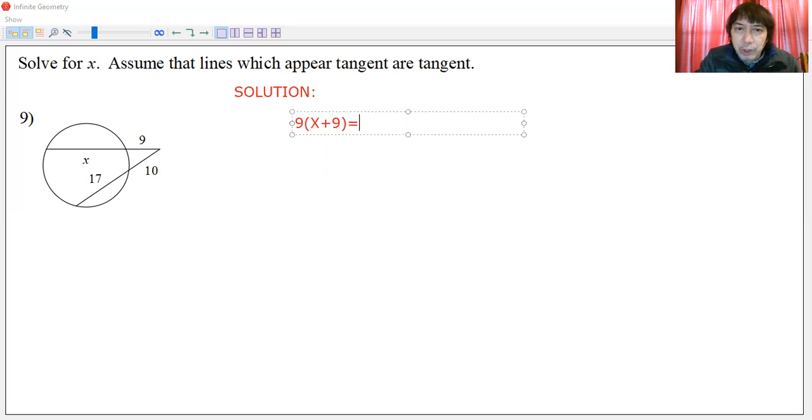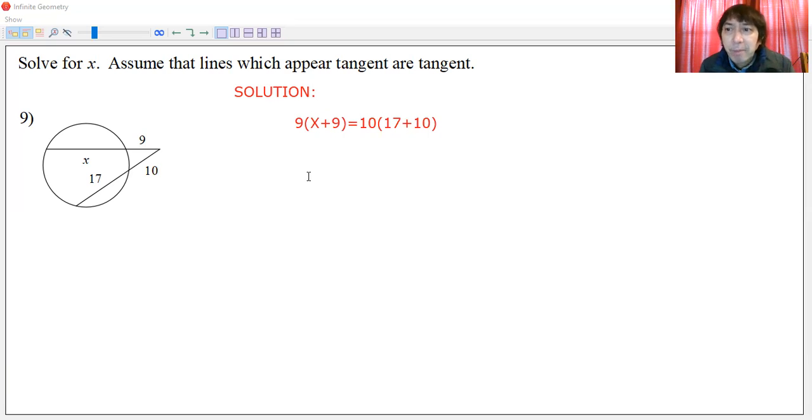And this equates to the other length, which is 17 plus 10. That's the length of the other secant. Multiply this by its external segment, measuring 10 units. There. So this is our working equation.